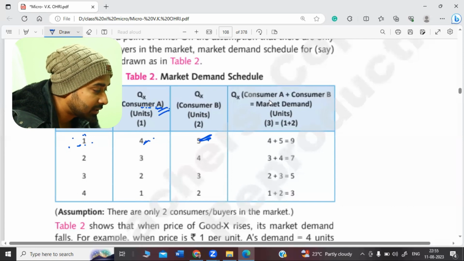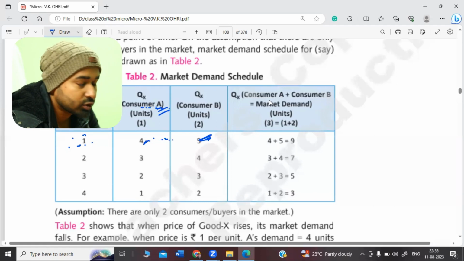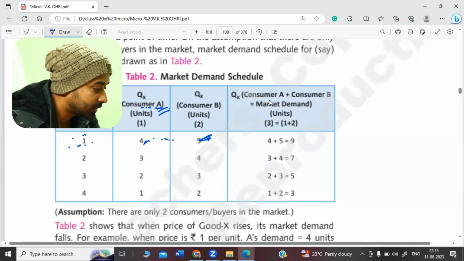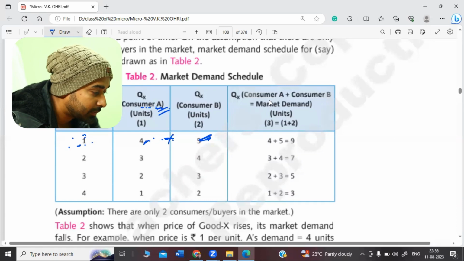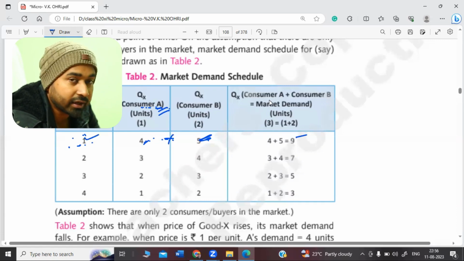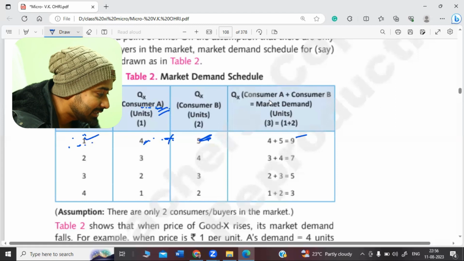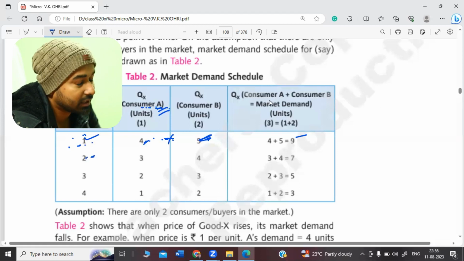So market demand is this: in the whole market there are only two consumers, but in reality there are more than two consumers. When I add all the consumers' demand, that is known as the market demand. Now see, at this price the market demand is 9. I hope that is clear.